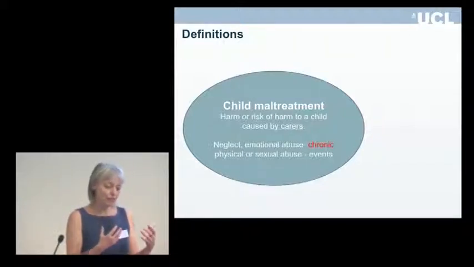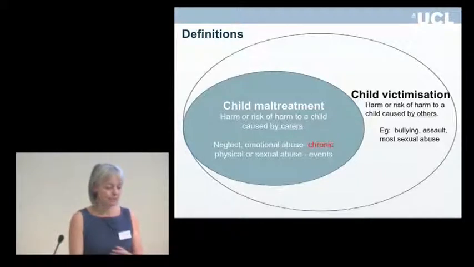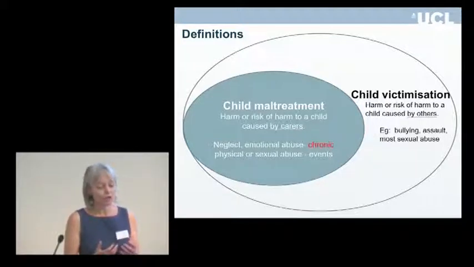We know about the chronic forms of that. The interest today is in neglect and emotional abuse. The chronic forms, physical and sexual abuse, are events. They're all part of child victimisation, harm or risk of harm caused to a child by others. So the difference is what's caused by carers and what's caused by others. So child maltreatment is within that big circle of child victimisation.